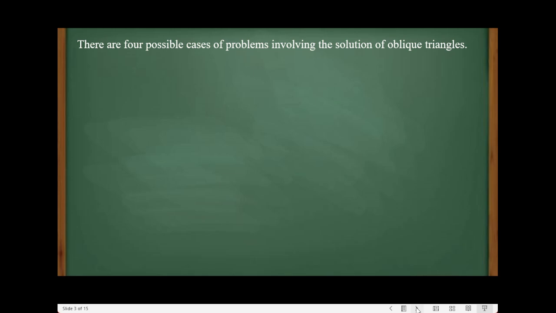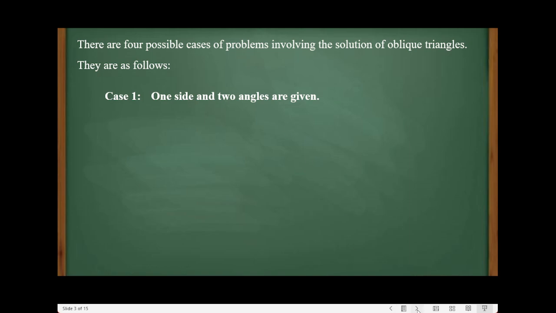Again, there are 4 possible cases of 3 given parts in an oblique triangle in order for us to solve such a triangle. Let us take one of the 4 combinations of 3 given parts, or 4 cases. Under case number 1, the 3 given parts in an oblique triangle are one side and 2 angles.